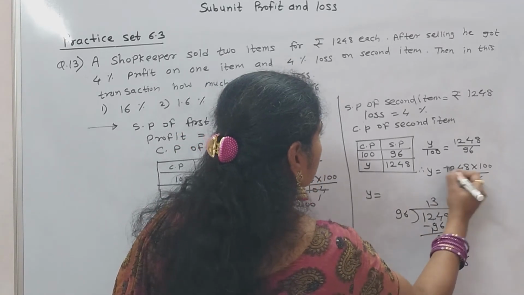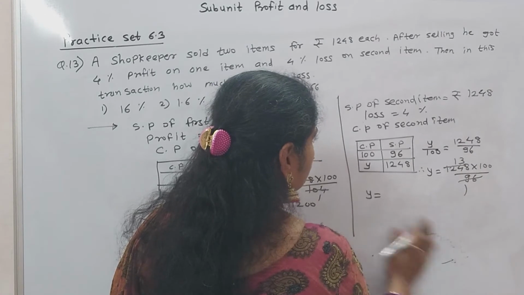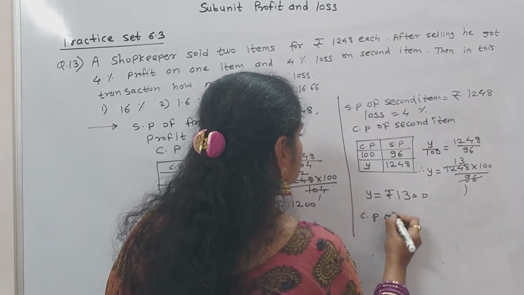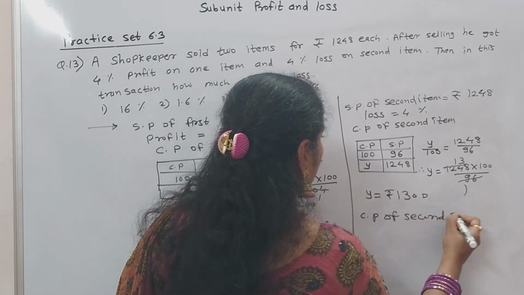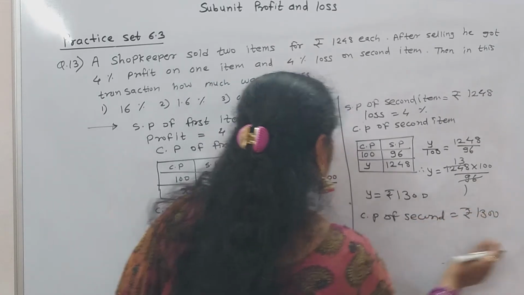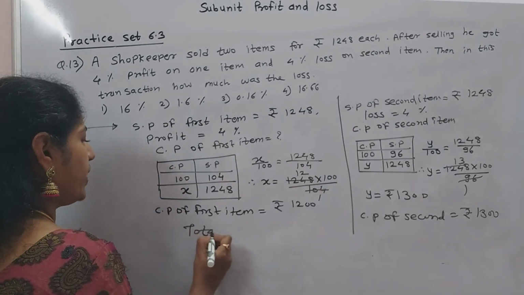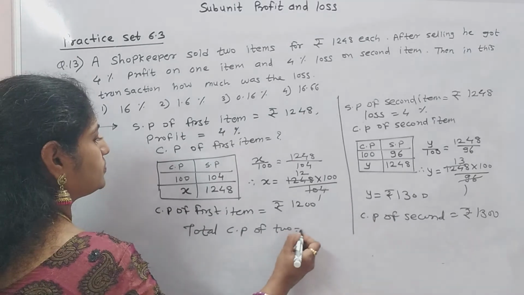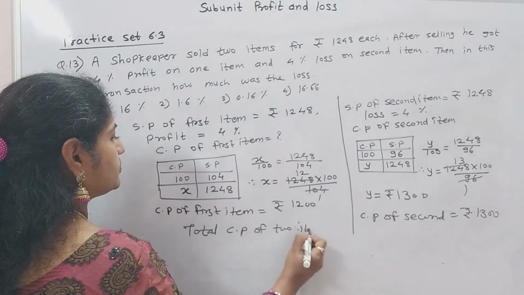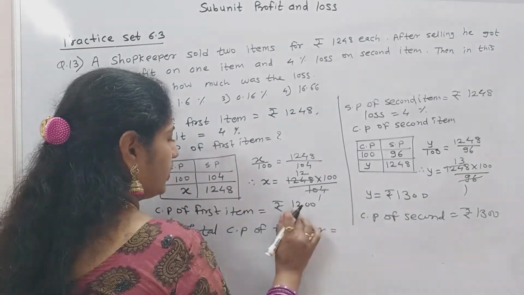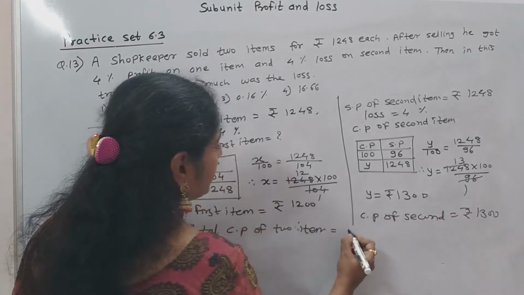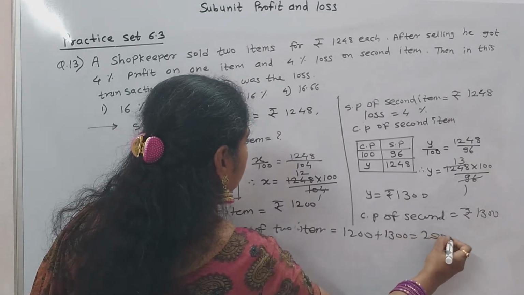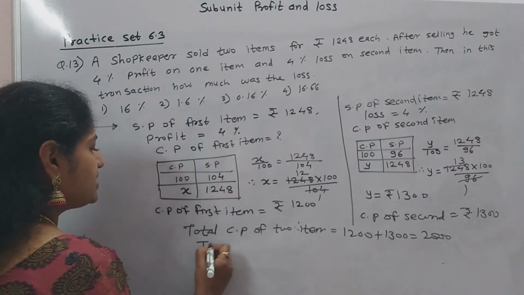13 into 100, 1300. Cost price of second atom. So total cost price of two atoms: $1,200 plus 1,300, 2,500.